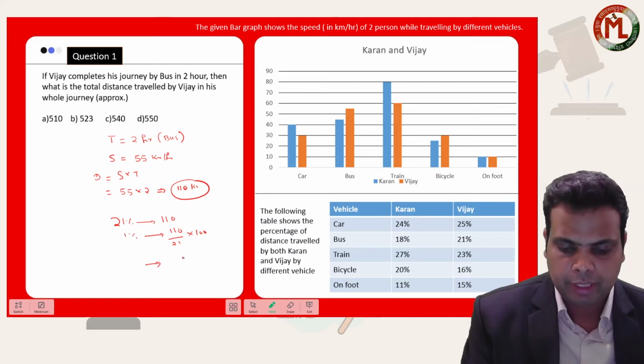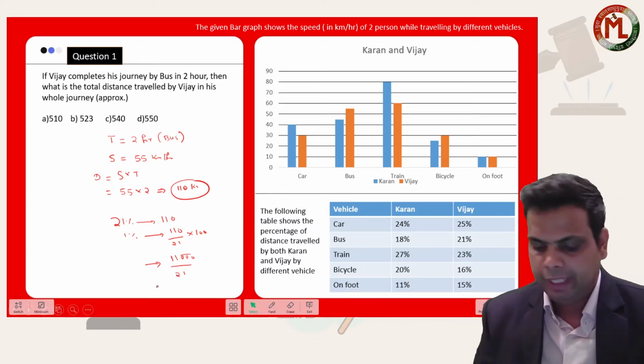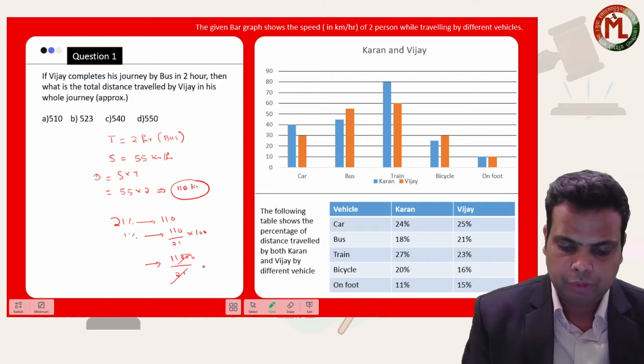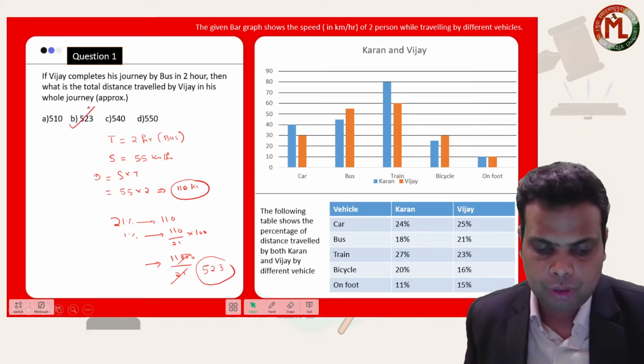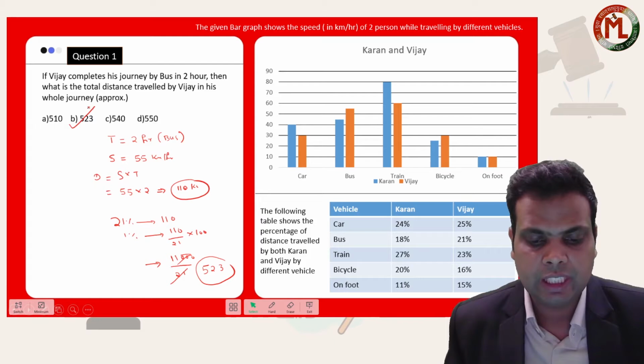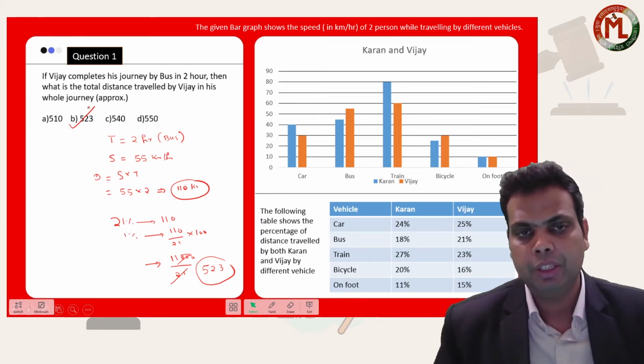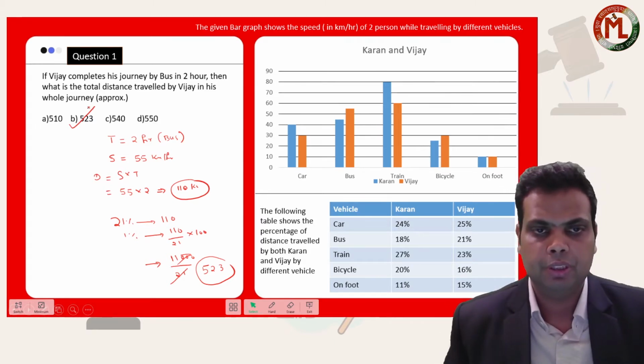Now we can easily find this out. It is 11000 upon 21, correct? Now you can divide it. Vijay in his whole journey travels 523 kilometers. That is the total distance traveled by Vijay in his whole journey, 523 kilometers, right? Option B is the right answer.